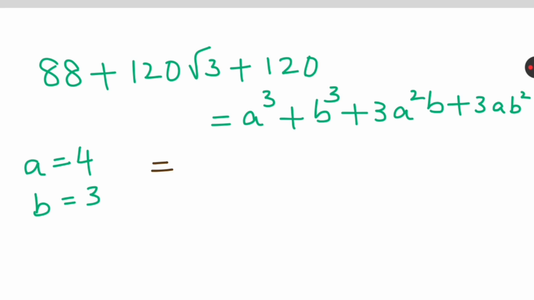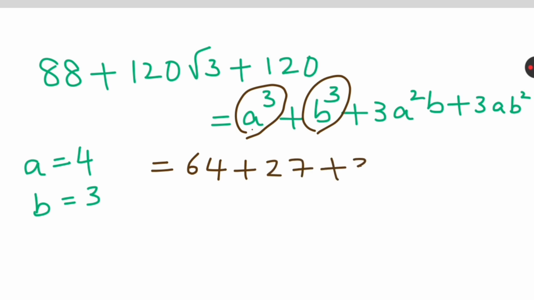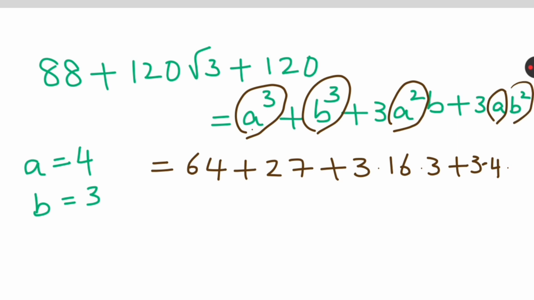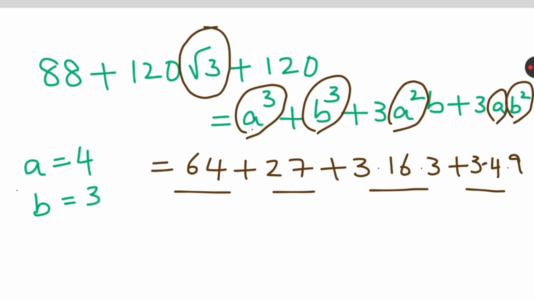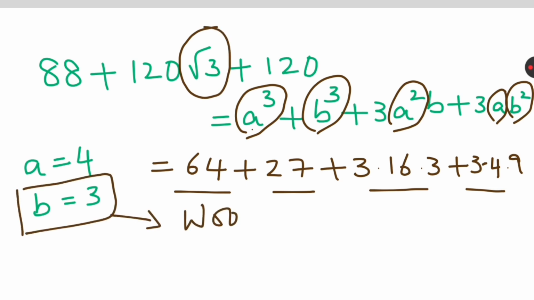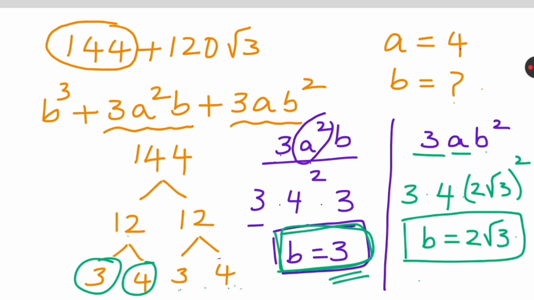Substitute here. So a value is 4 and 4 cube is nothing but 64 plus b value is 3. So 3 cube is 27 plus 3 times a square, the value is 4 square, that is 16, times b is 3 plus 3 times our a value is 4 and b value is 3 square, that is b value is 3 and b square is 9. So we are not getting root 3 value. So that's why our b is 3 is a wrong assumption. So that's why b is not 3. Now let's take b is 2 root 3. Is it correct or not?